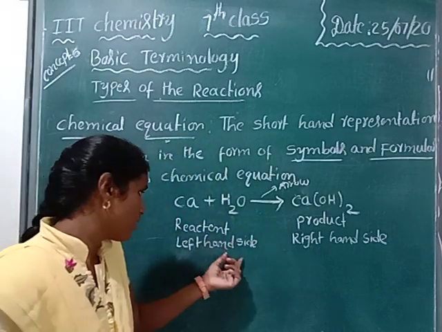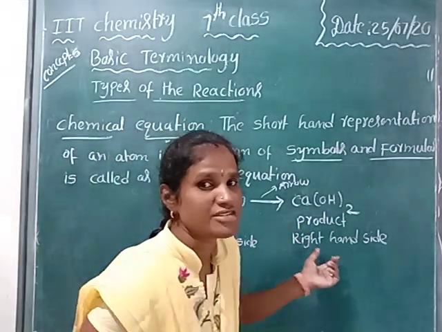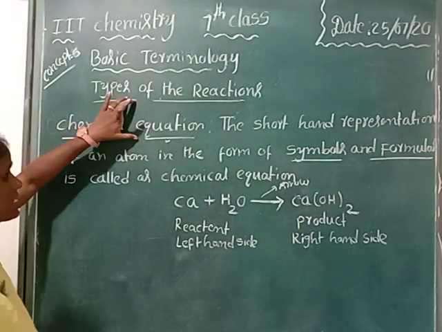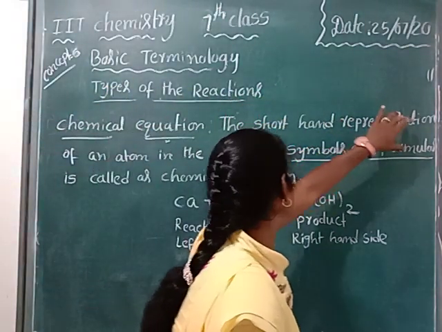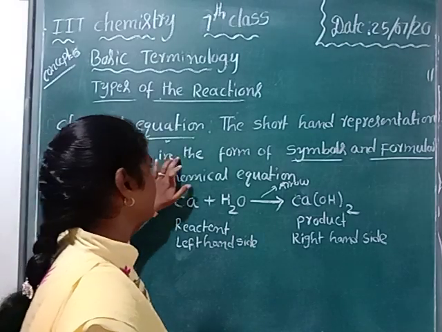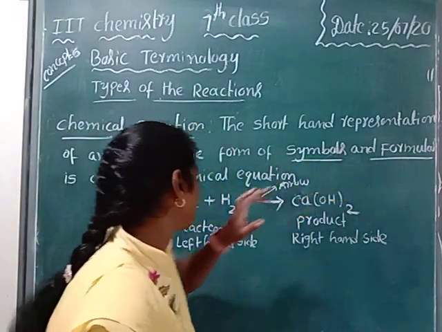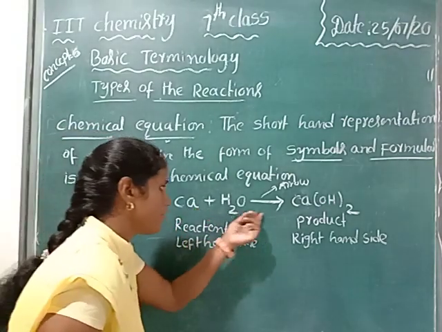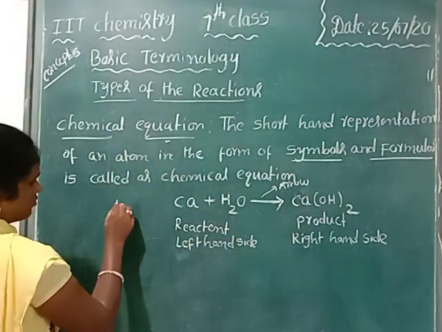Left hand side is called reactant, right hand side is called product. Keep in your mind, children. What is the definition of a chemical equation? The shorthand representation of an atom in the form of symbols and formulas is called a chemical equation. This is one type of chemical equation. So many examples we have.